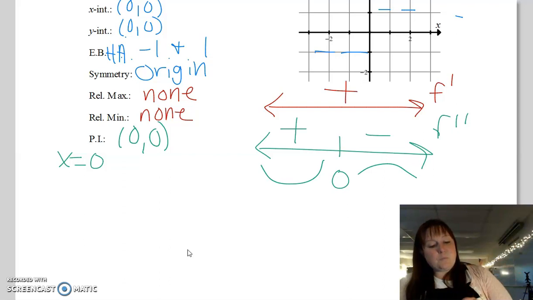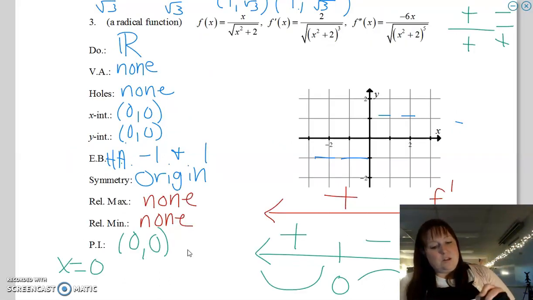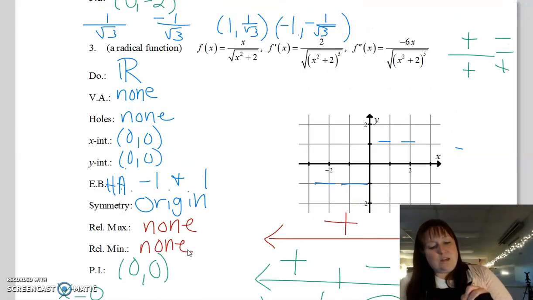So now let's graph it. Get some red in here. All right. So our domain is all reals. We don't have any vertical asymptotes. We don't have any holes. We have an x-intercept at 0, 0, and a y-intercept at 0, 0. We have a horizontal asymptote at -1, and a horizontal asymptote at 1.